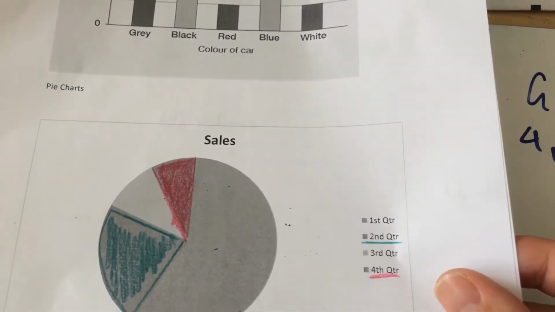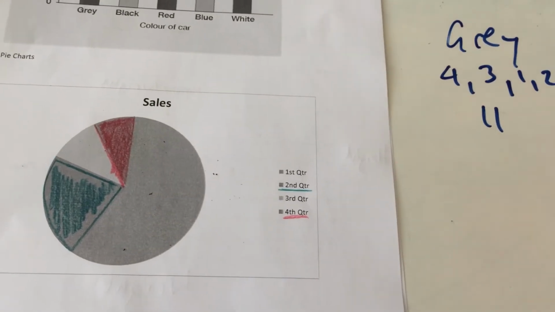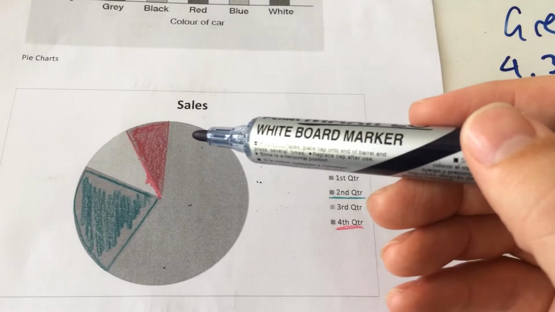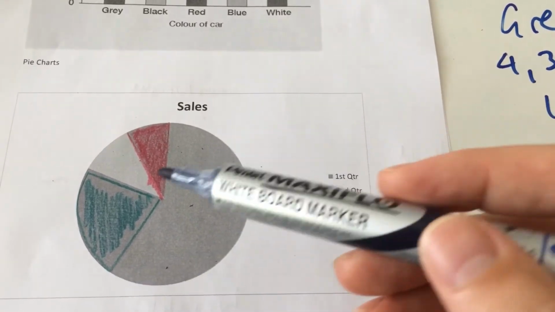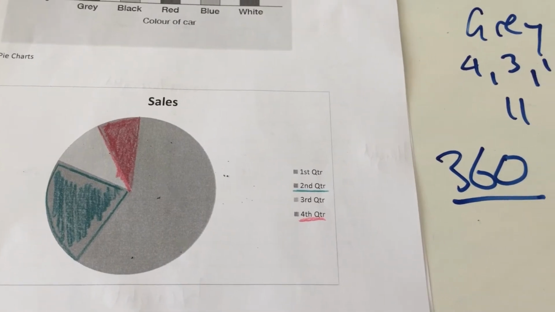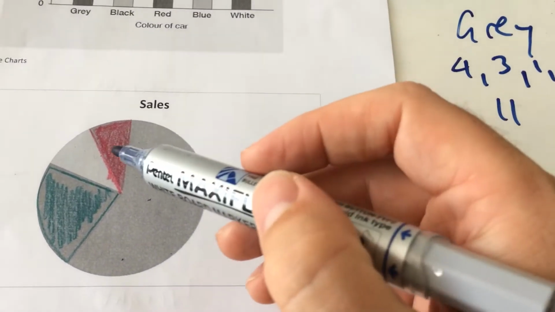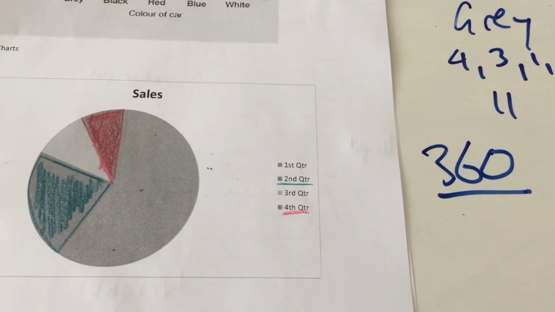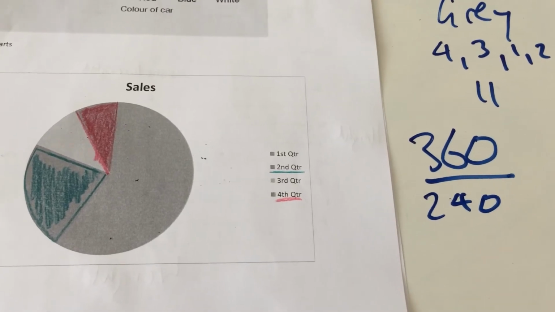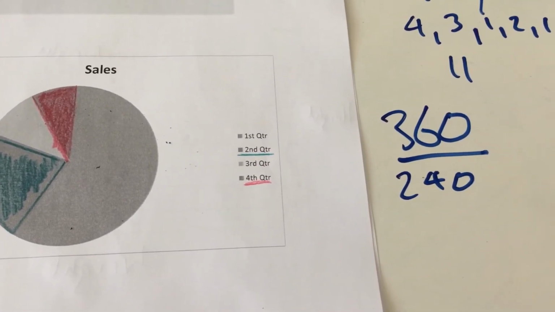The next graph would be a pie chart. Now, always try to remember that a pie chart has 360 degrees. And we've got here sales. That's the first quarter, that's the second quarter, third quarter, and fourth quarter. Now, what would need to be given is a total or one of the sizes of these sales. So let's say the total was 240 sales over the year, and they want to find out how much is in one of the quarters.